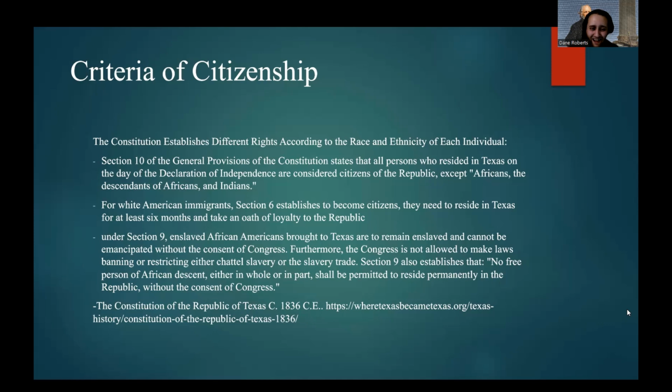Under Section 9, enslaved African Americans brought to Texas were to remain enslaved and could not be emancipated without the consent of Congress. Further, as we already discussed at the beginning of the video, Congress was not allowed to make laws banning or restricting either chattel slavery or the slavery trade. Section 9 also established that, quote, no free person of African descent, either in whole or in part, shall be permitted to reside permanently in the Republic without the consent of Congress.